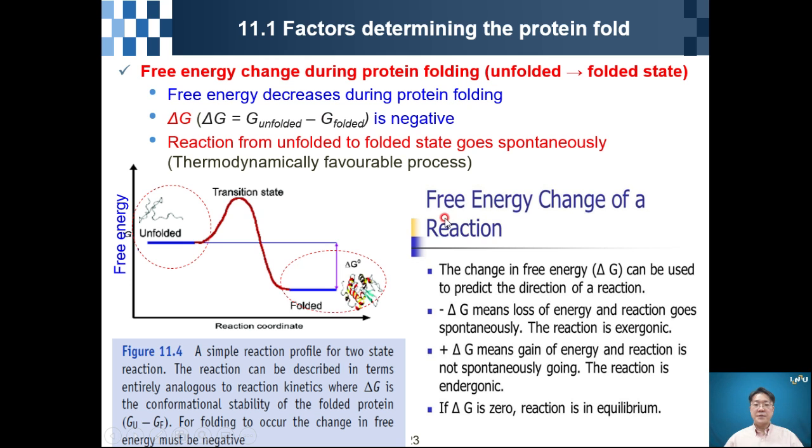If you see here the definition of the free energy change of a reaction, if delta G is negative, it means a loss of energy, and the reaction goes spontaneously. So the reaction from unfolded to folded status goes spontaneously. This is a thermodynamically favorable process.